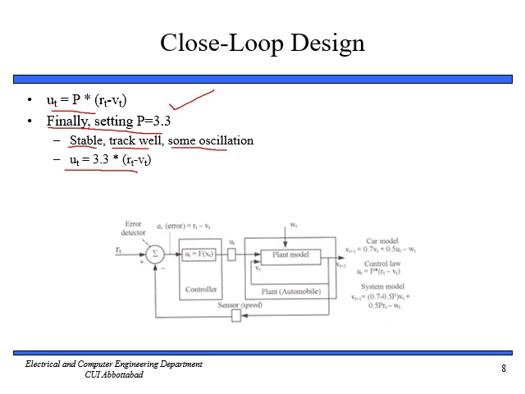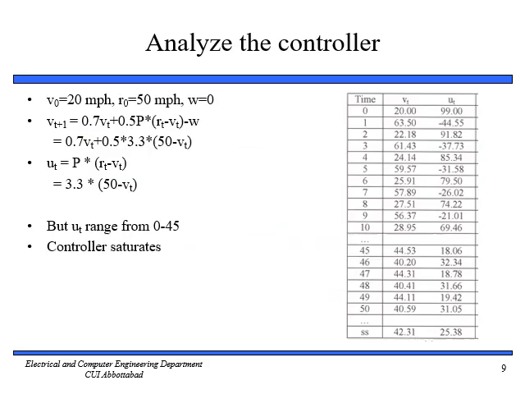So let's move on to the next slide. Similarly, as in the case of open loop, we have analyzed the controller. Here we are going to analyze the controller. We have ignored the disturbance. Our desired speed is 50 miles per hour, whereas our initial speed is 20 miles per hour. So this is our system model.